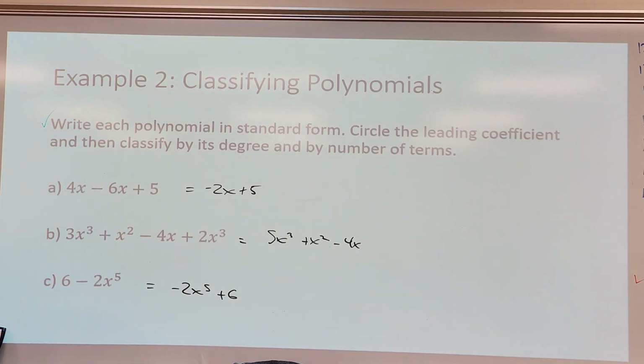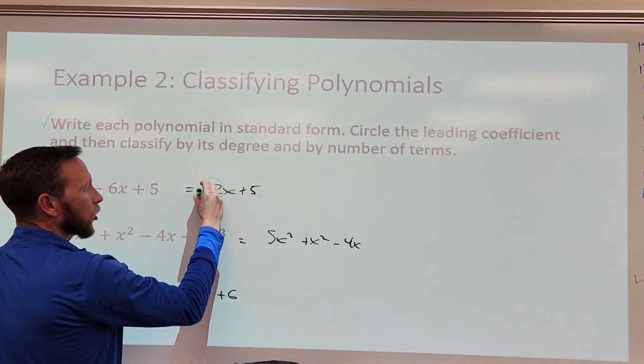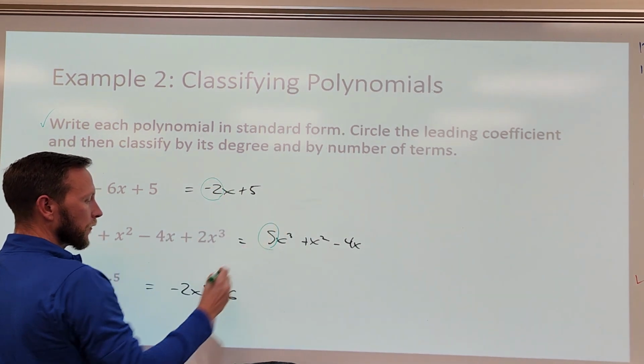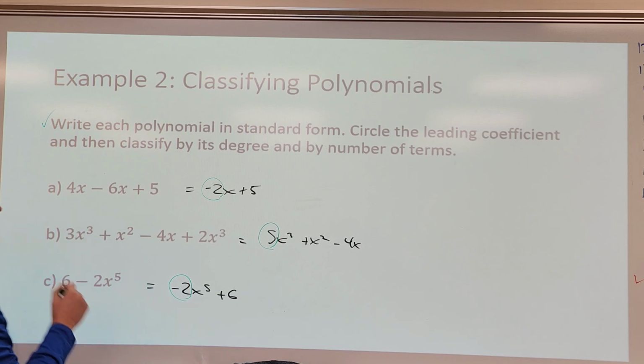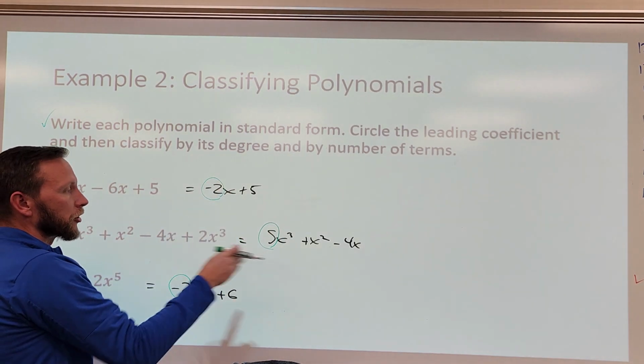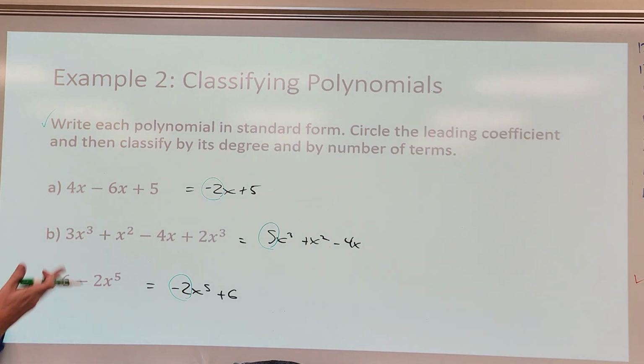We're going to circle the leading coefficient. So the leading coefficient is negative 2. The leading coefficient is positive 5. The leading coefficient is negative 2. That's the number that is multiplied by our greatest degree variable. And then classify it by its degree and number of terms.